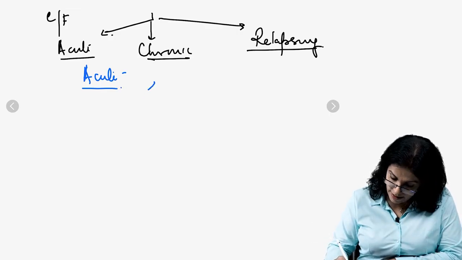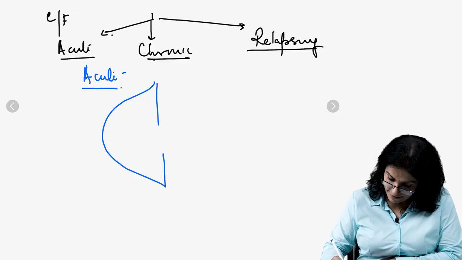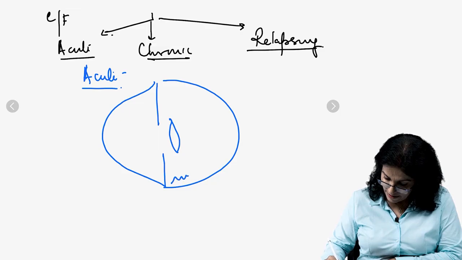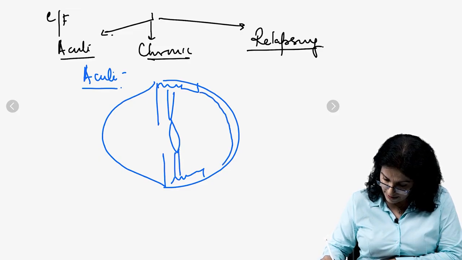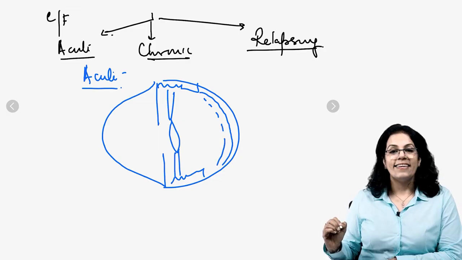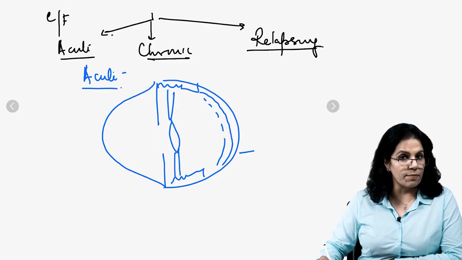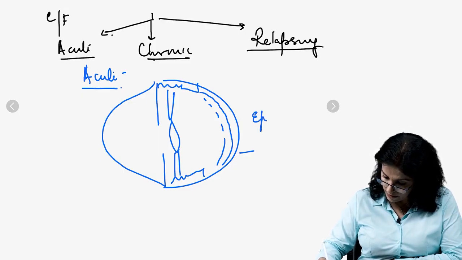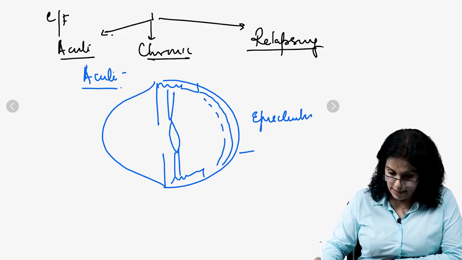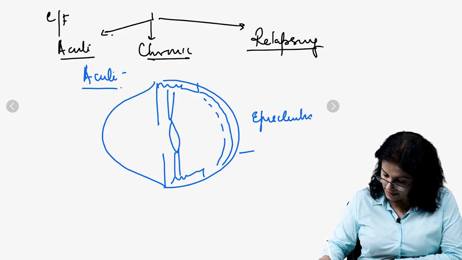Let's draw a diagram and learn. It will become simple. From outside to in, let's start thinking. So this is pars plicata, pars plana, suspensory ligaments, this is the choroid, and this is the retina. Anyway, outside to in, we will learn. First is your episcleritis. It can present as episcleritis or scleritis. So one is episcleritis and then scleritis.